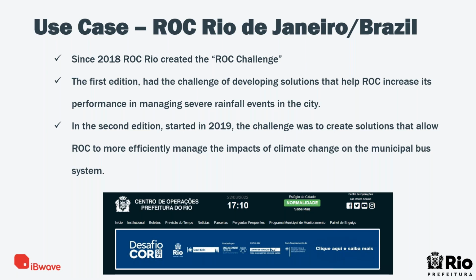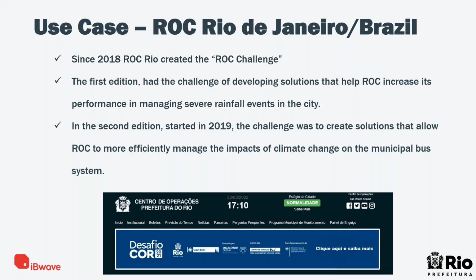So the first edition, they started with the challenge of developing solutions that help the operational center to increase performance in managing several rainfall events in the city. So they work on very specific challenges, right? In the second edition, they started in 2019. The challenge was to create solutions that allow the operational center to more efficiently manage the impacts of climate change on the municipal bus system. So here, in this second edition, they are looking for a very specific application for the municipal bus system.